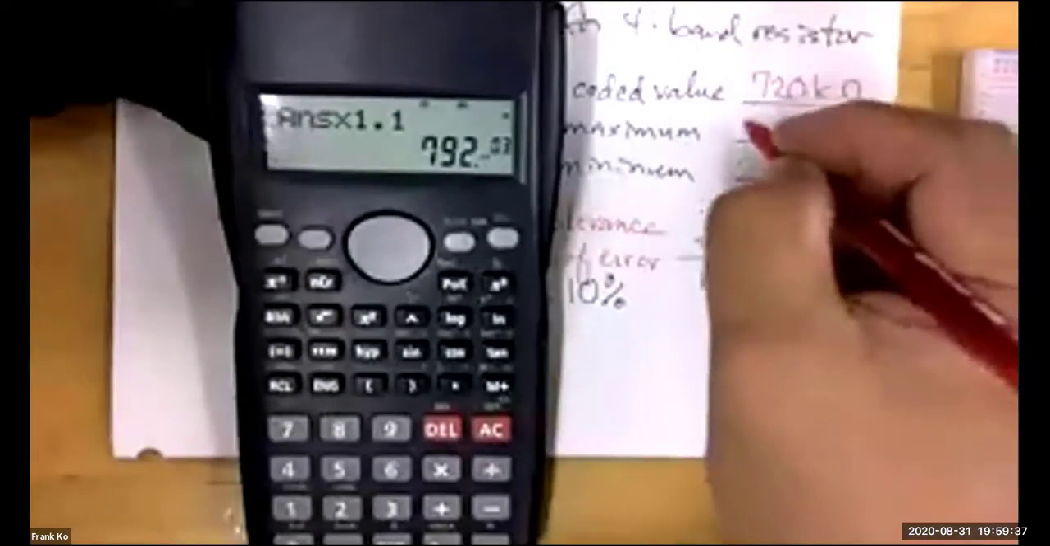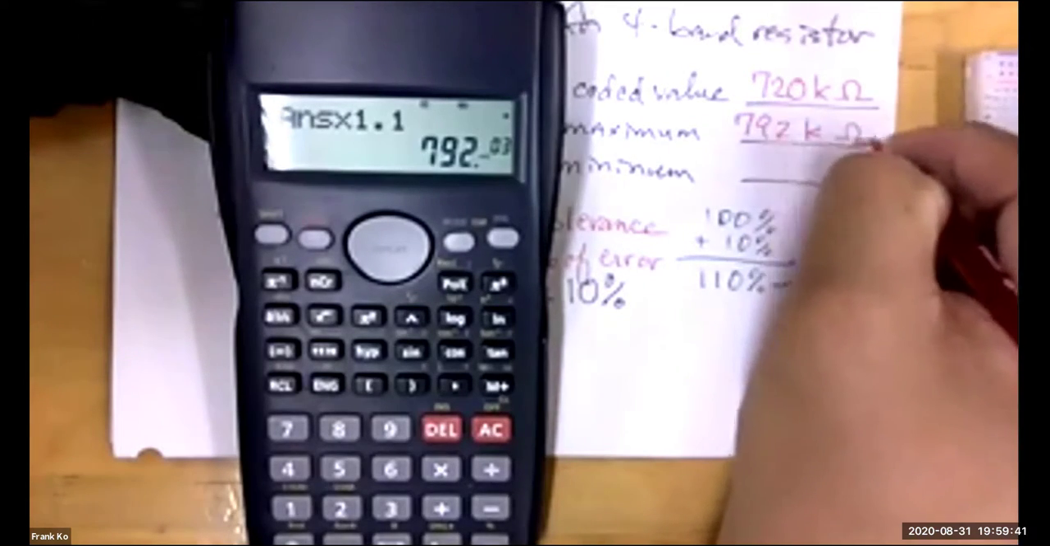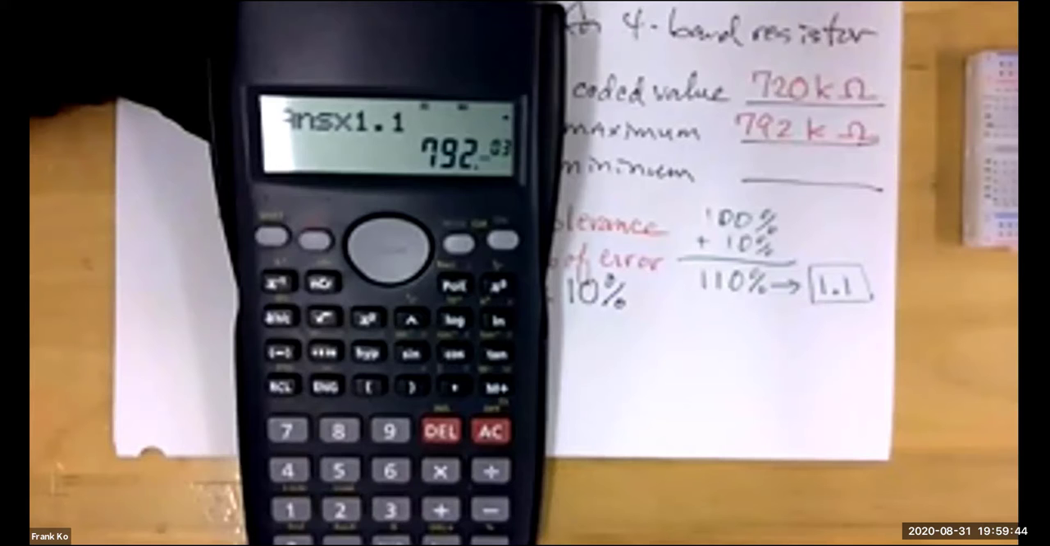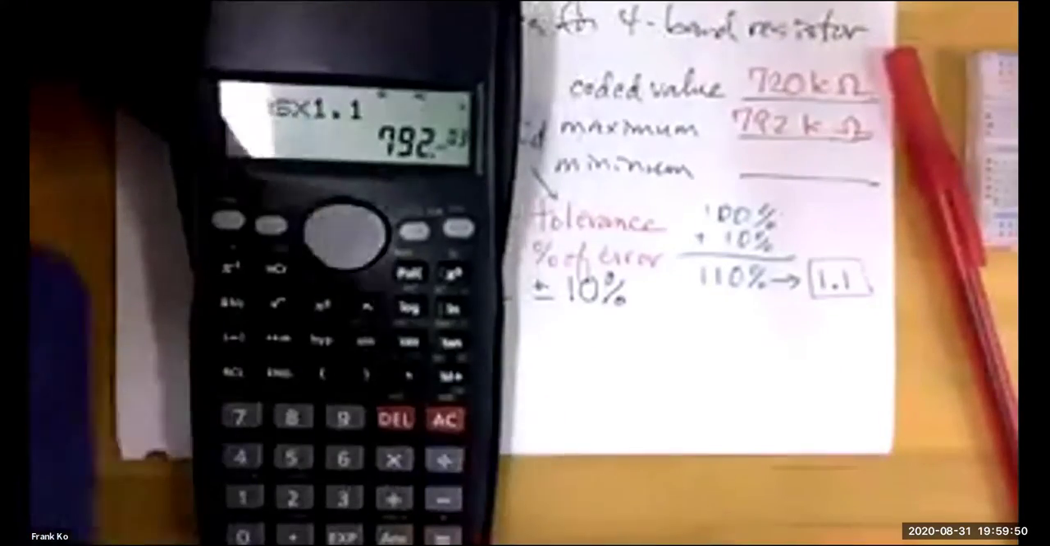792 kilo ohms. Everybody okay with how we determine that and what I write down on paper? Everybody good with that so far? Cool. Now, one more to do for minimum.